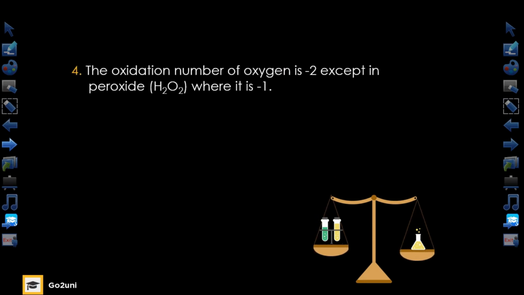The next we have to take note of is the oxidation number of oxygen. The oxidation number of oxygen is always -2, except when it is in the peroxide compound. In peroxides, the oxidation number of oxygen is -1.